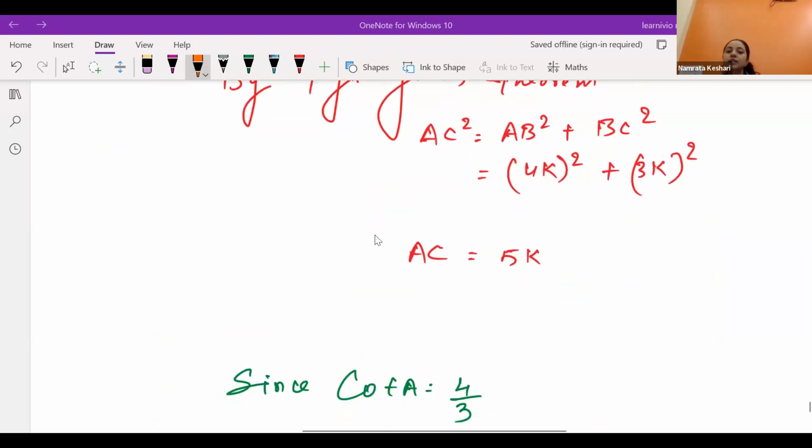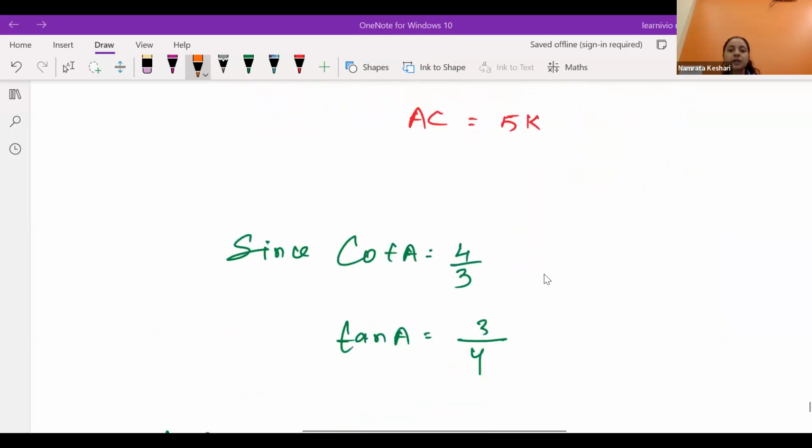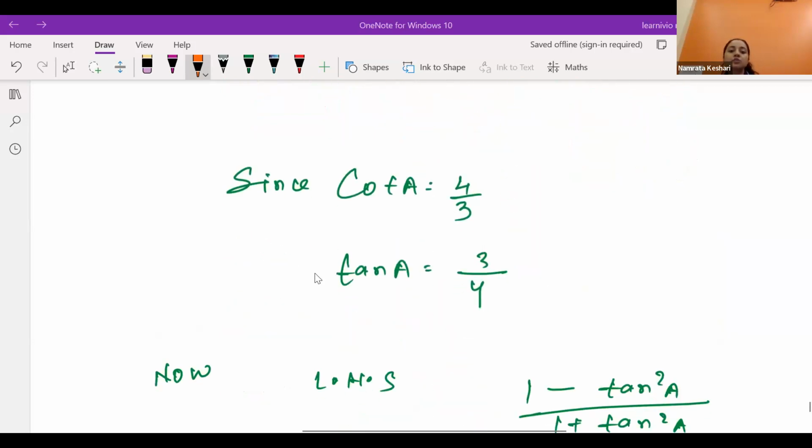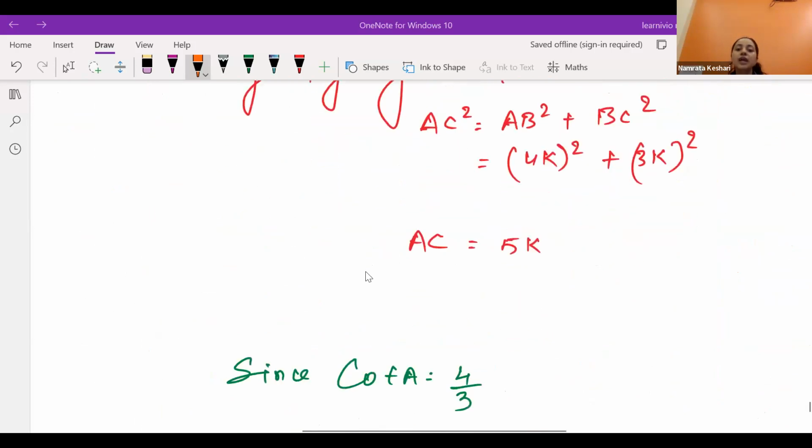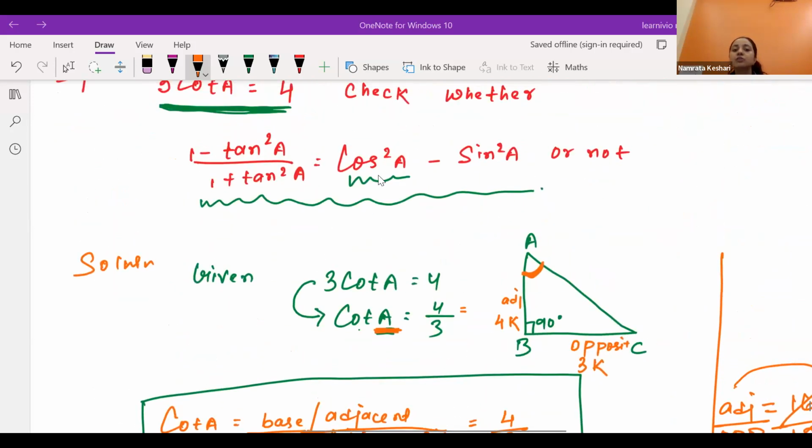If you do the calculation over here, you will get AC as 5k. Now cot A was 4 by 3. So tan A is just the reciprocal of that, opposite over adjacent. Why do that? Because tan is just the reciprocal of cot, we have found tan with the help of cot. Now the question is why we have done all this? We have done all this to calculate the other side also, that is cos square A and sin square A.